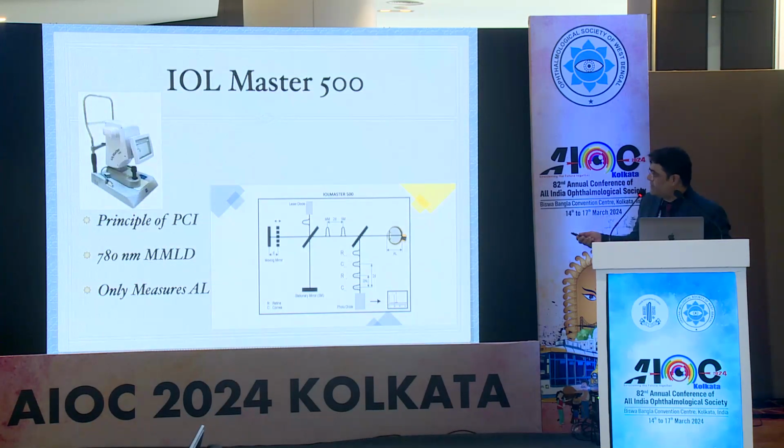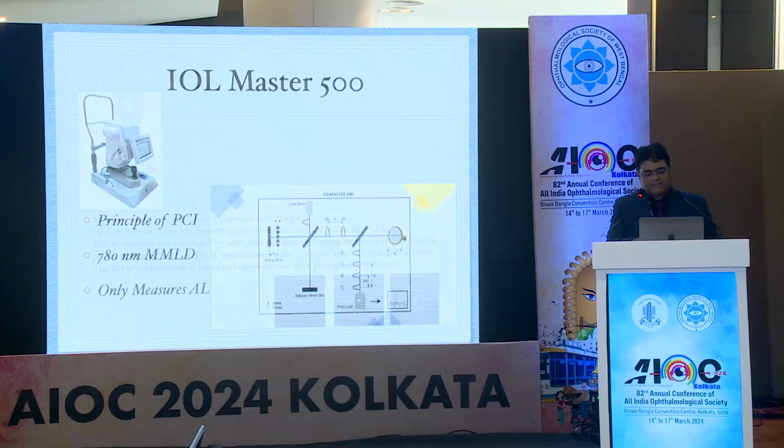The first optical biometer which was there was the IOLMaster 500. In the 90s, it was launched. It was based on the principle of partial coherence interferometry, and it used a 780 nanometer multimode luminescent diode. The limitation, from the 90s to 2000, was that it became the gold standard because it gave accurate axial length, but only axial length was measured optically. ACD and lens thickness, everything it was giving was based on slit scan, not optically measured.